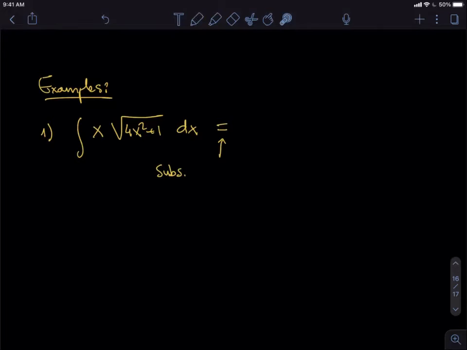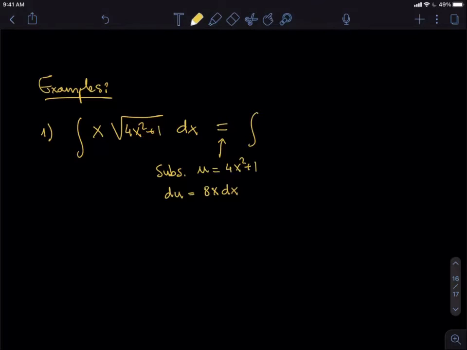Okay, because when we look at it, x times the square root of a big thing, it looks like the problem is this 4x squared plus 1 that is inside the square root. So if we want to write this simpler, that looks like the candidate for the substitution. So u equals 4x squared plus 1, so that du is 8x dx.